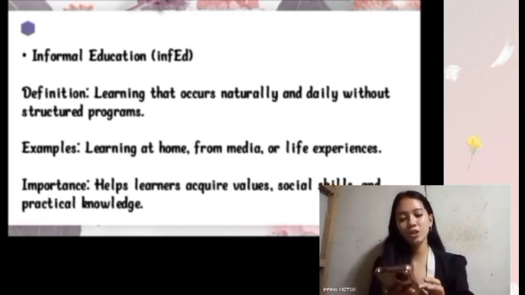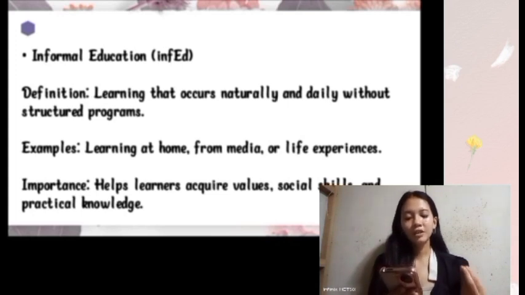So here is informal education, which is the InFed. This is the learning that occurs naturally and daily without structured programs. An example of this is learning at home, from media, or from life experience. The importance of this is it helps learners acquire values, social skills, and practical knowledge.